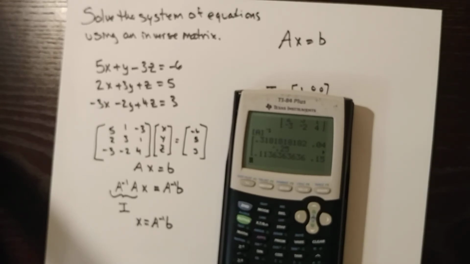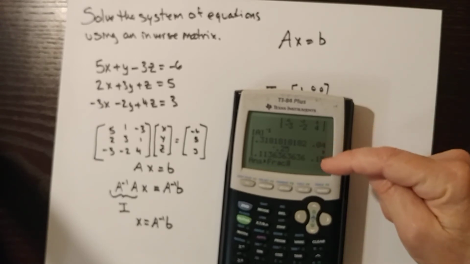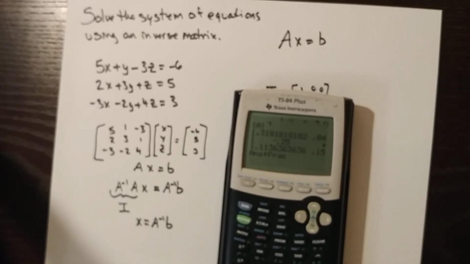Now, I'm going to ask my students to write down the inverse matrix, and I want fractions. I do not want all these decimals. So how you can turn this into fractions is you simply hit math, and you select number 1, to turn it into fractions. It's asking you, do you want me to turn my answer into a fraction? And you say yes, and so it converts this into fractions.